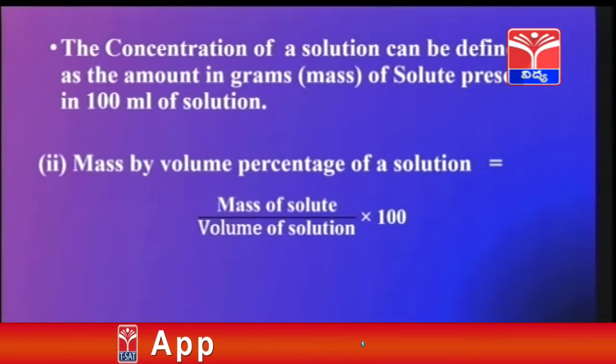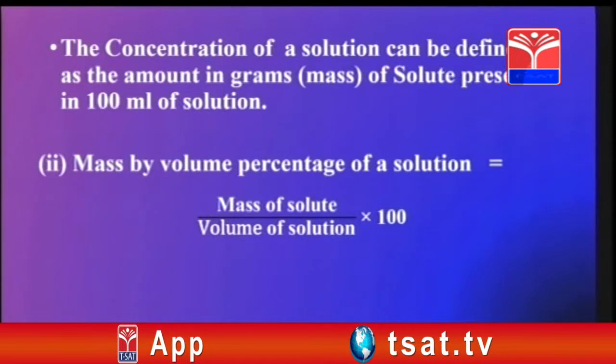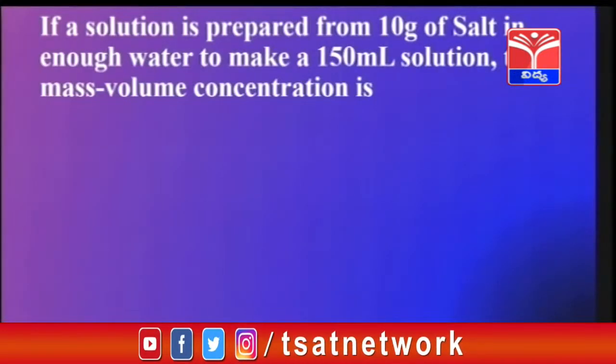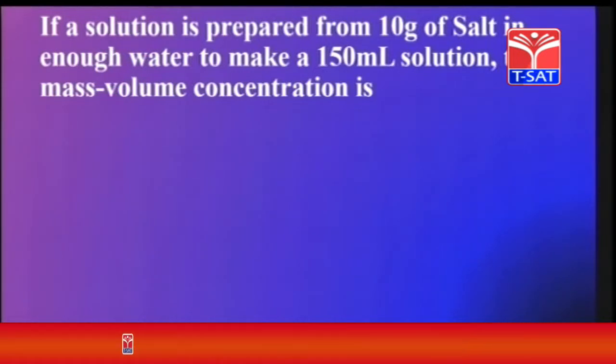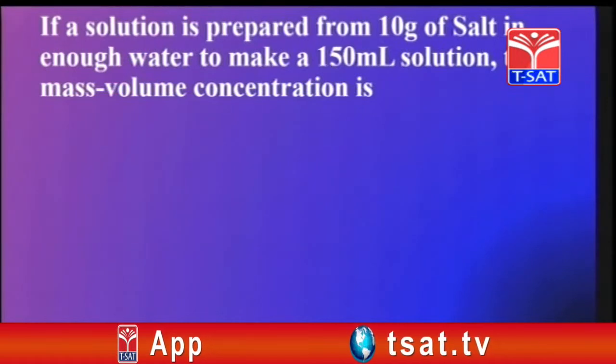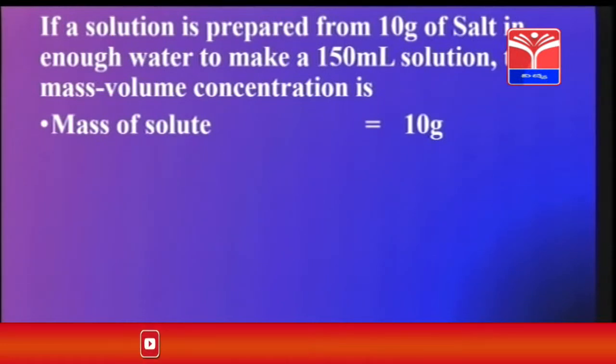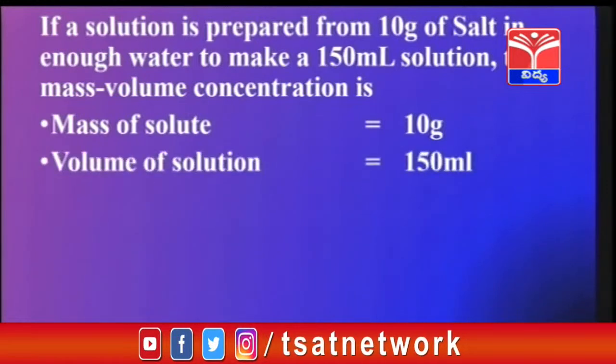So mass by volume percentage of a solution can be obtained by the formula mass of the solute by volume of the solution into 100. Let us do one example. If a solution is prepared by taking 10 grams of salt in enough water to make 150 ml of solution, then the mass volume concentration here is given by the mass volume concentration formula. Mass of the solute we have taken here is 10 grams of salt, and the volume of the solution we have obtained is 150 ml.